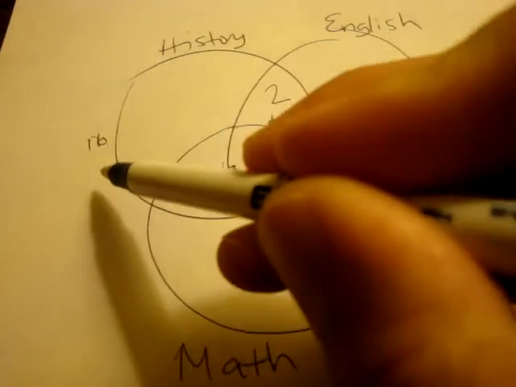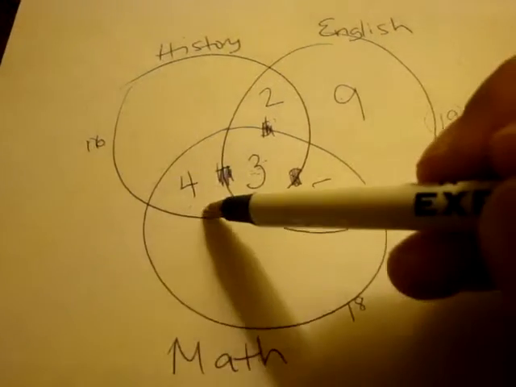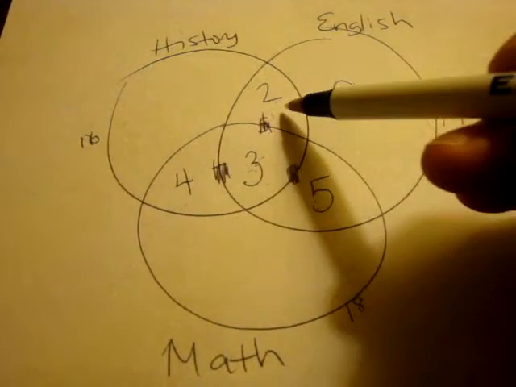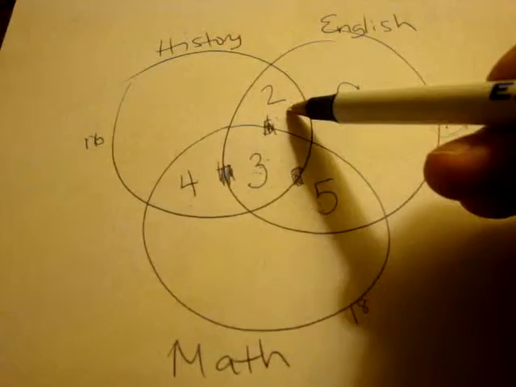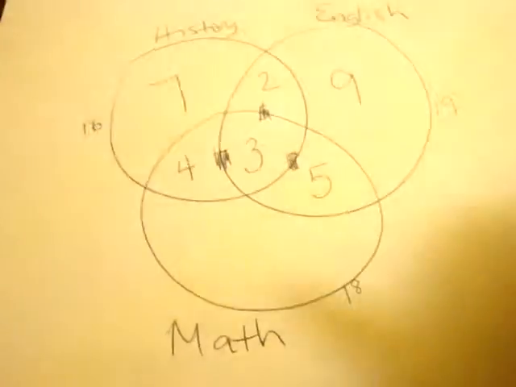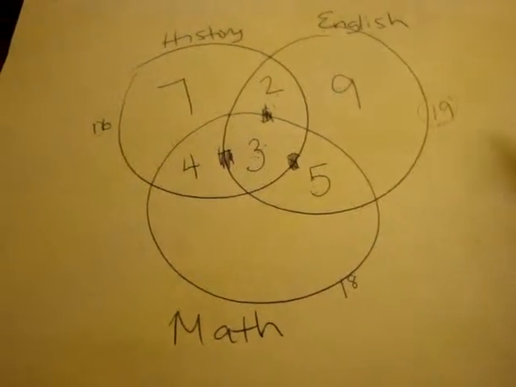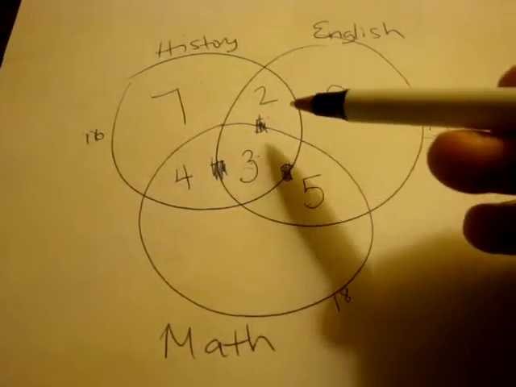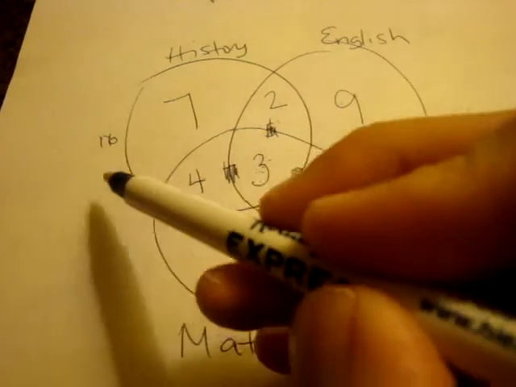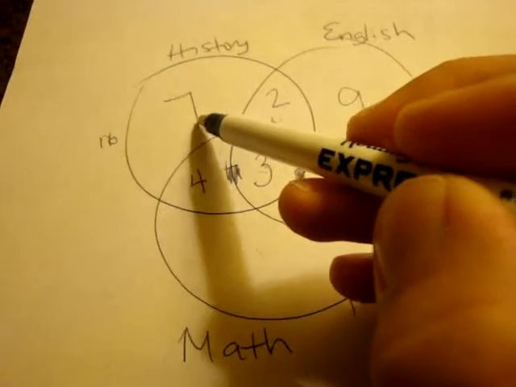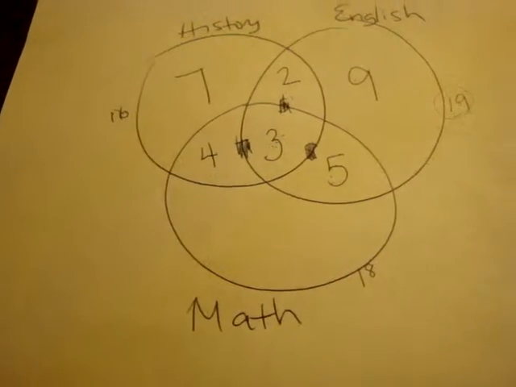If I have 16 total students that like history, I have 4 and 3, which is 7, 2 more, which is 9. That means I have 7 missing students that I'm going to say just like history. Because 4 plus 3 is 7, 7 plus 2 is 9. And if I had 16 total, 9 plus the 7 extra will give me 16 total.